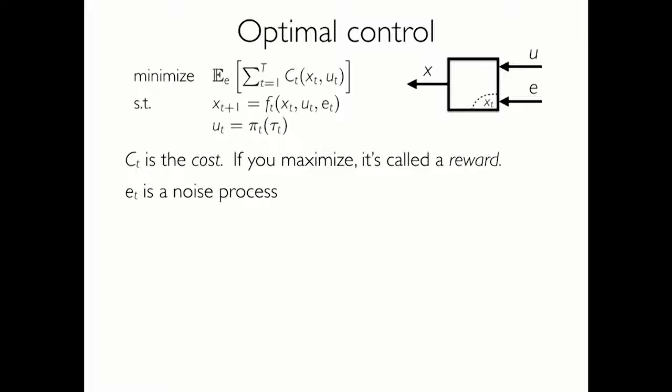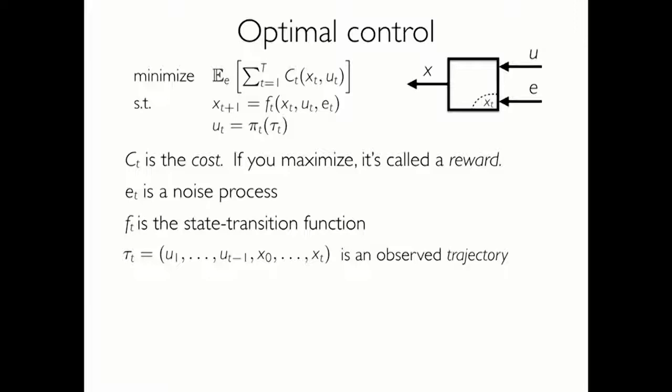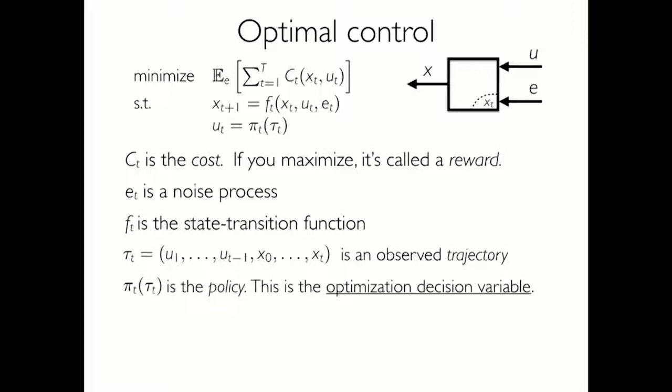FT is the state transition function that determines the dynamics of how the system evolves over time. And tau sub t is going to be a trajectory. Now, I'm going to just lump into this trajectory both the inputs that have been applied so far and the states that we've seen so far. And the goal in optimal control is to come up with policies. Policies are functions that map trajectories into actions. And so we want to say, given what I've seen so far that has happened in the system, I want to then apply a rule that gives me the next input that hopefully on this extended time horizon will solve the problem.